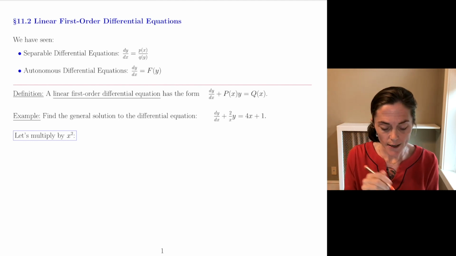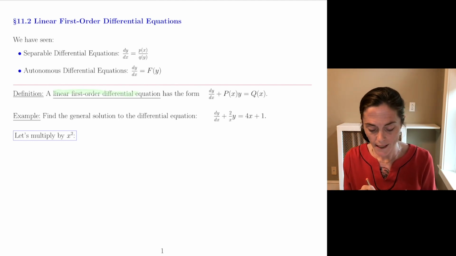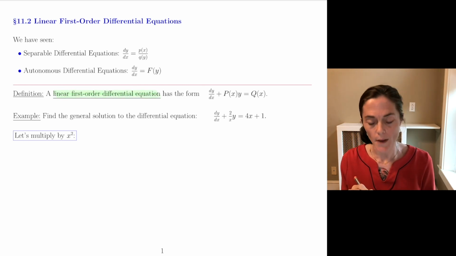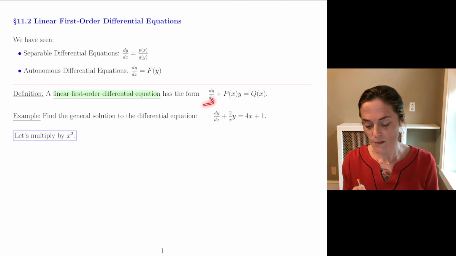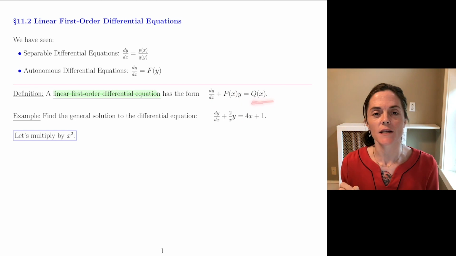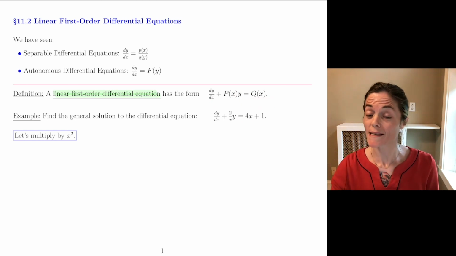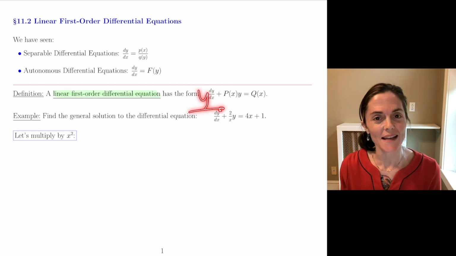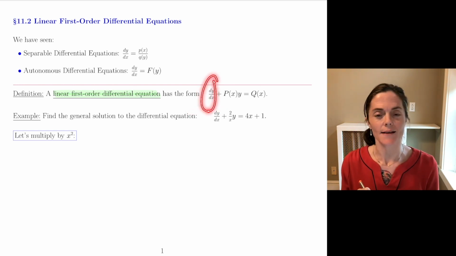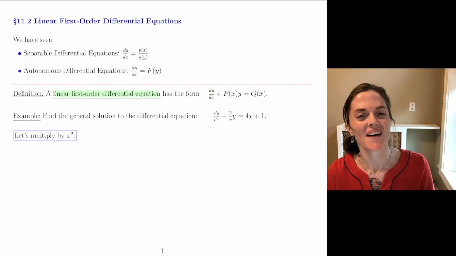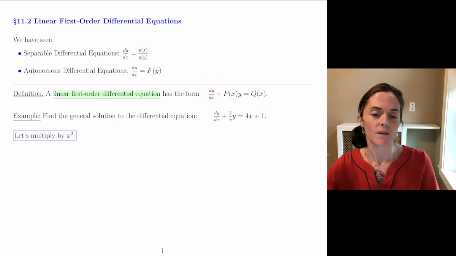But for today, our definition right here: a linear first-order differential equation has the following form. We have dy/dx plus some function of x times y equals another function of x. So you notice there's no y squared, there's no y times dy/dx. It's just dy/dx plus y times some function of x, and then equals another function of x.